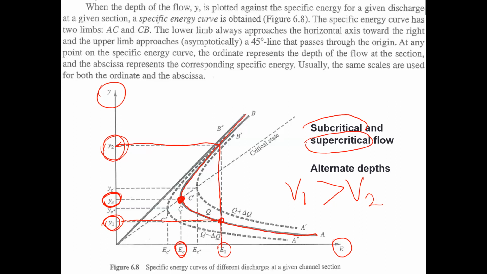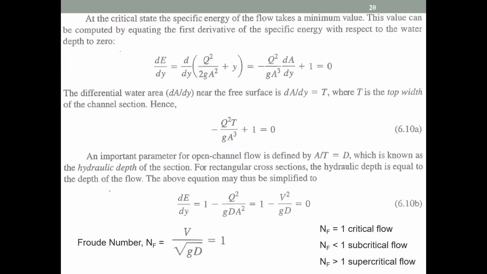So you understand the meaning of the word supercritical. We are talking about a higher velocity, right? But when the flow rate is the same and we have a different depth, if the depth is larger than the critical depth, y2, we call it the subcritical flow. In between, this is the subcritical flow, this is the supercritical flow, and this is the critical flow. At the critical flow, the specific energy is minimum, right? Okay.